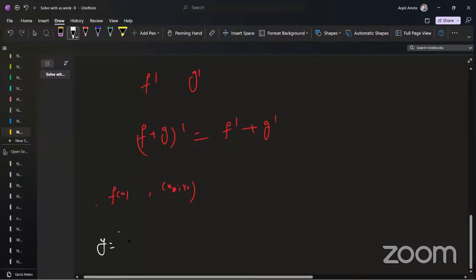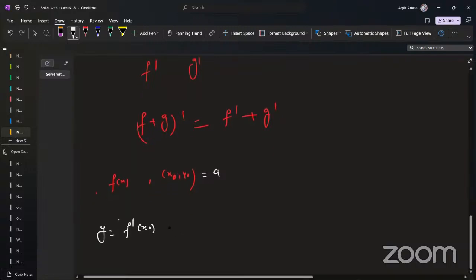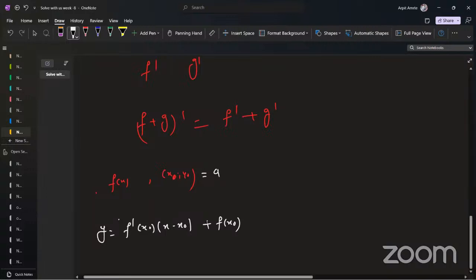What is the formula? y is equal to f prime of a. Here a is what? Your x naught, y naught. Okay, x naught, because it's a one variable function, so you can say x naught. Yes. And then y equals f prime of x naught times x minus x naught plus f of x naught. Is it correct? Yes, sir. Okay.